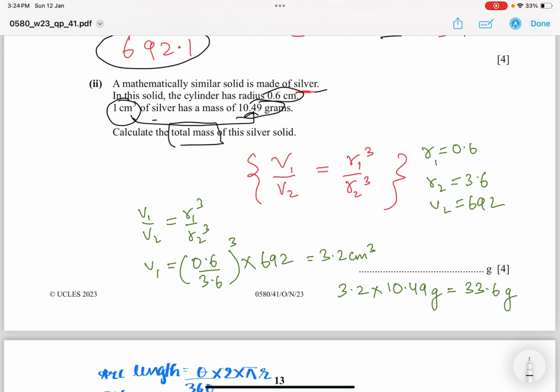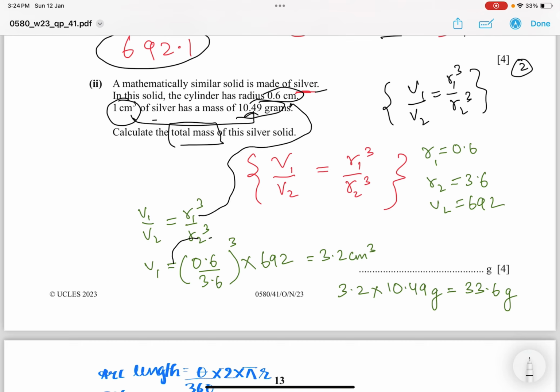How can we find it? Let the volume be V1. Alright. And let the volume of this toy be V2. So V1 upon V2 equals R1 cube upon R2 cube. This is the law in similarity that we have been taught. For volume we cube it, for area we square it. Alright. So R1 we know is 0.6, R2 we know is 3.6.